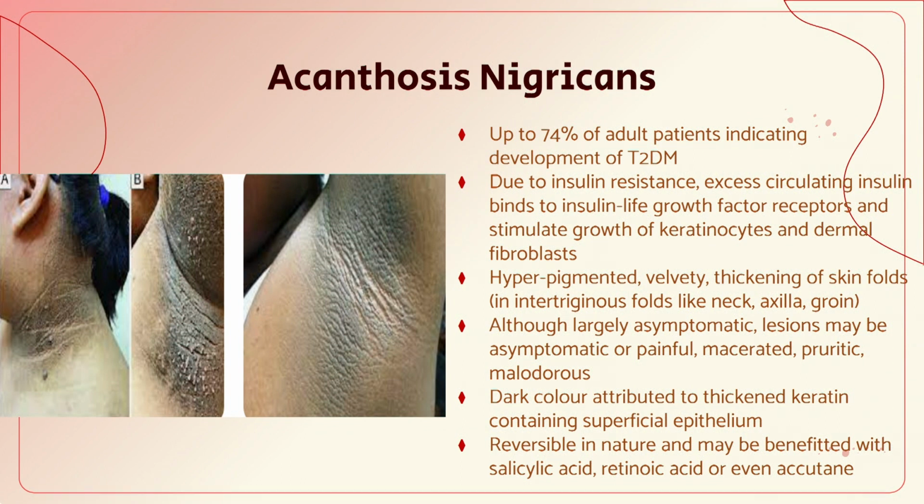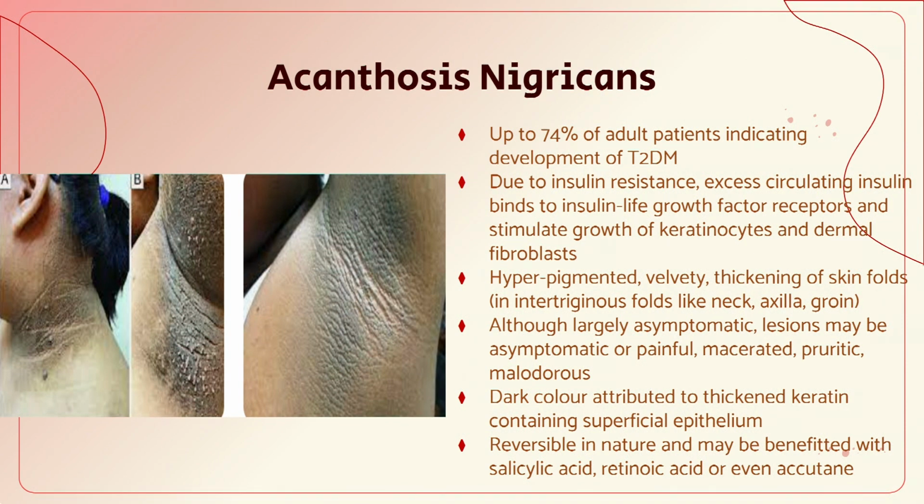Acanthosis nigricans, I think this we all are absolutely familiar with. It heralds insulin resistance, and it's because of the excess circulating insulin that binds to the insulin-like growth factor receptors and stimulates the keratinocytes and dermal fibroblasts, pretty similar to the pathogenesis underlying skin tag formation. These are hyperpigmented velvety thickening of the skin folds, seen especially in the intertriginous areas.